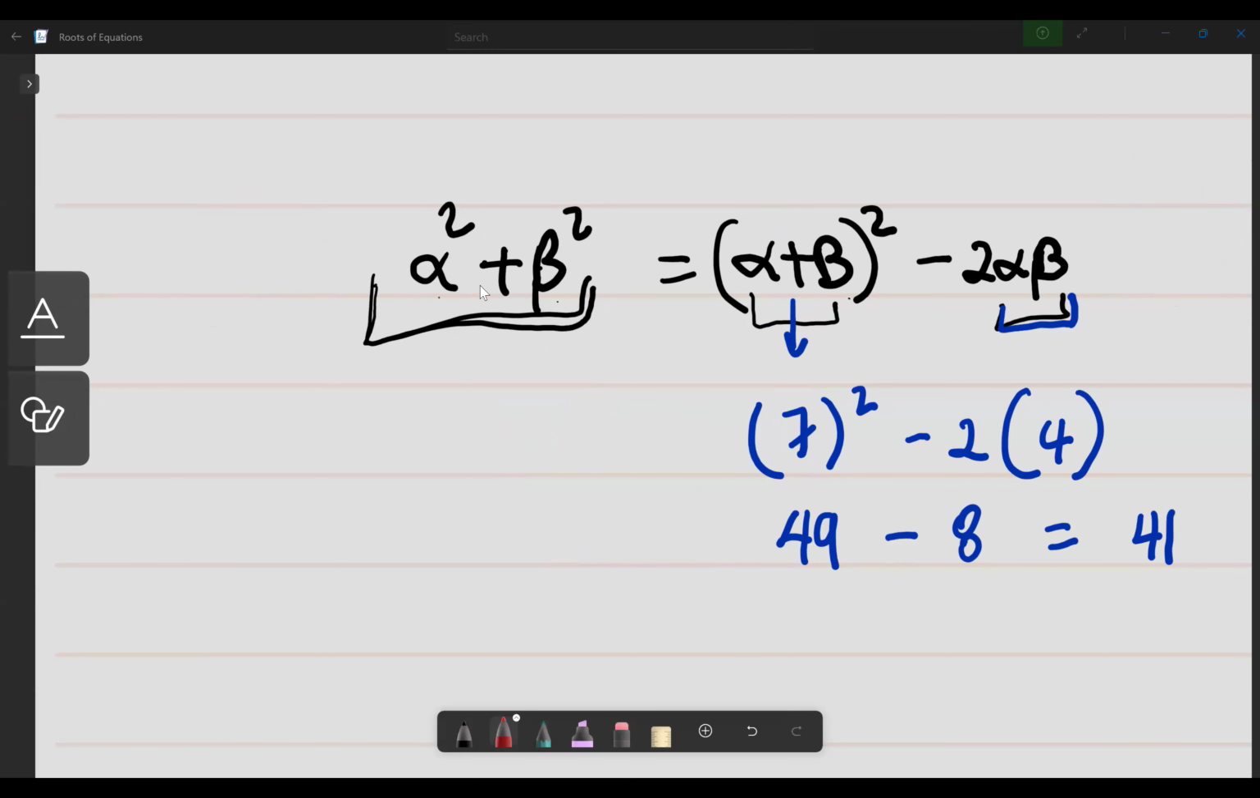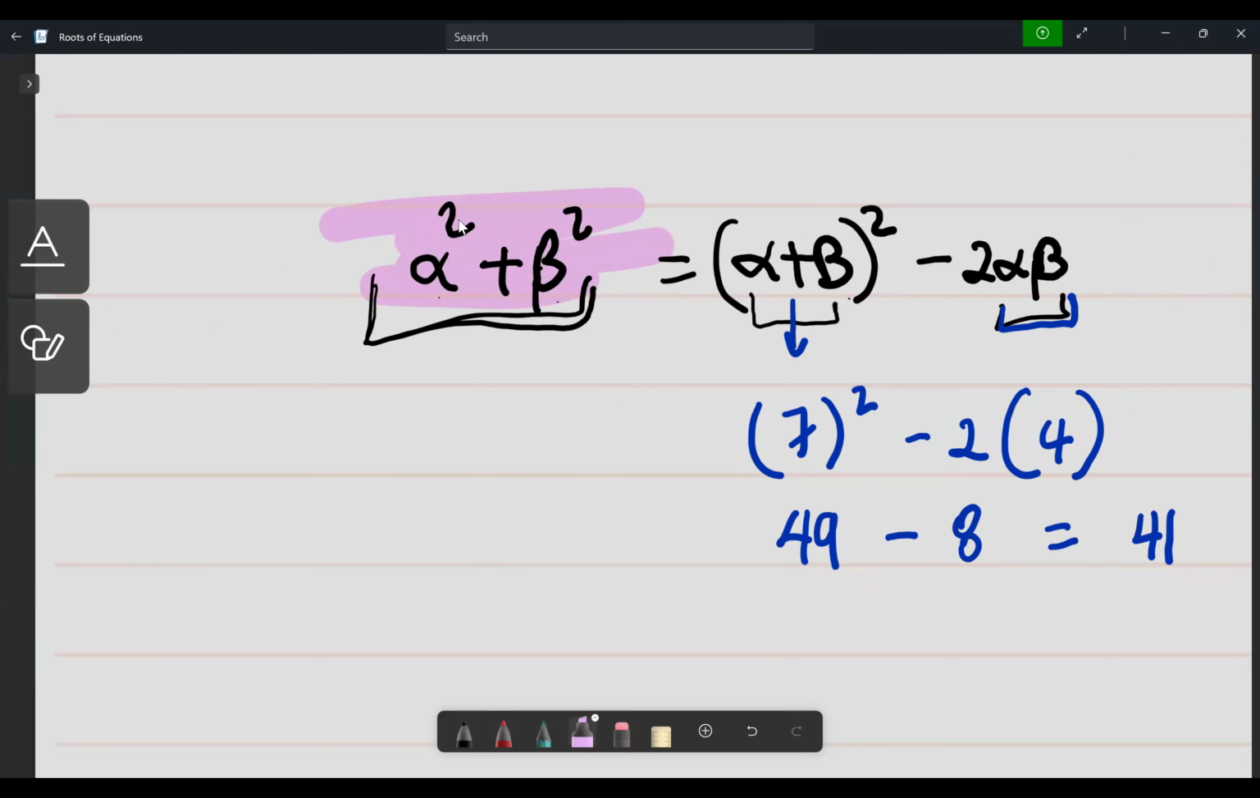Okay, so another one that they can ask is, please tell me what is alpha squared plus beta squared. They can ask you this part only, right? They will start with this part. What you need to remember is that I continuously tell you guys, you need to remember any perfect squares, any difference of squares, stuff like that.